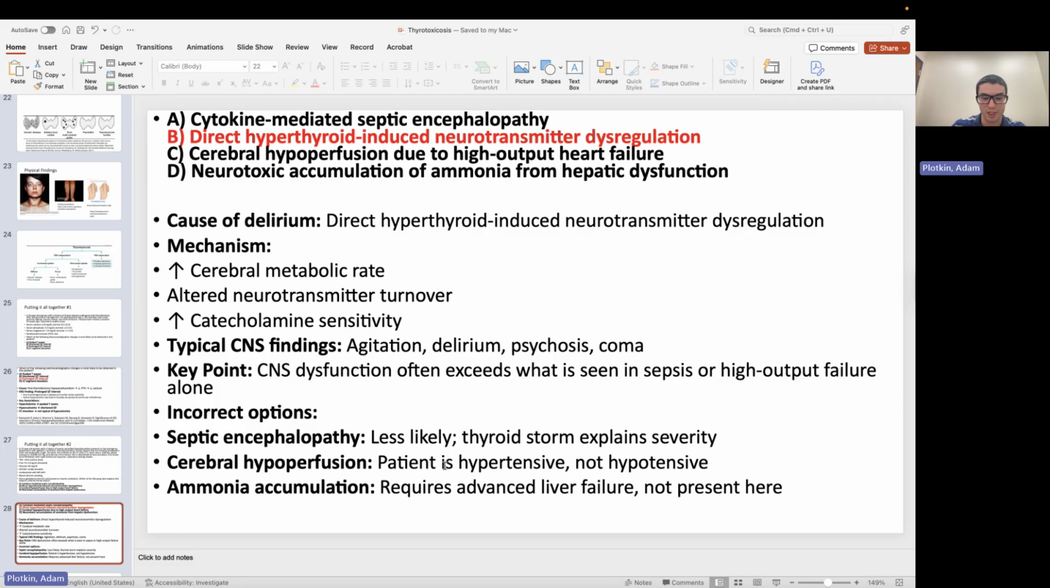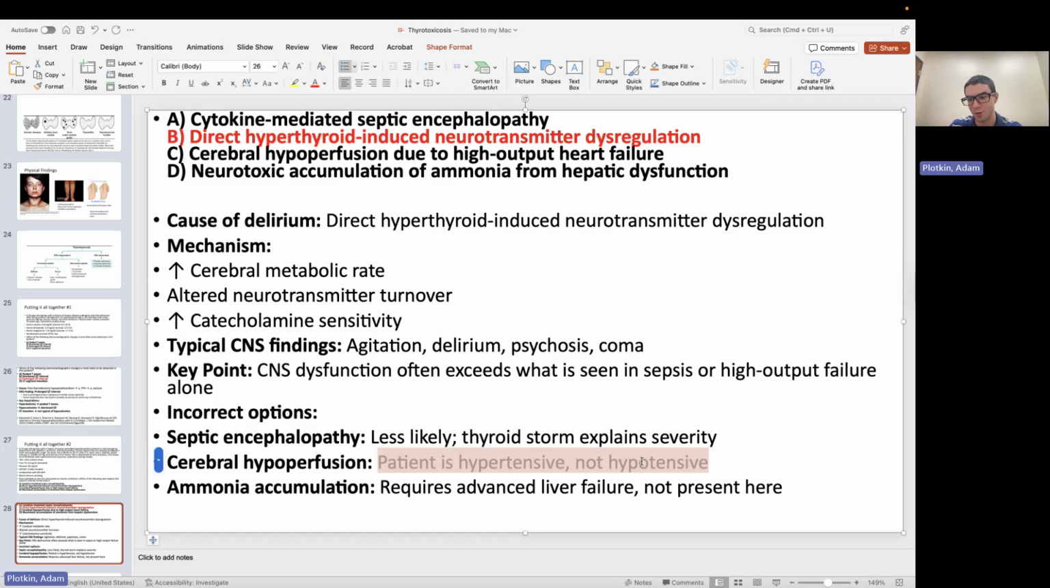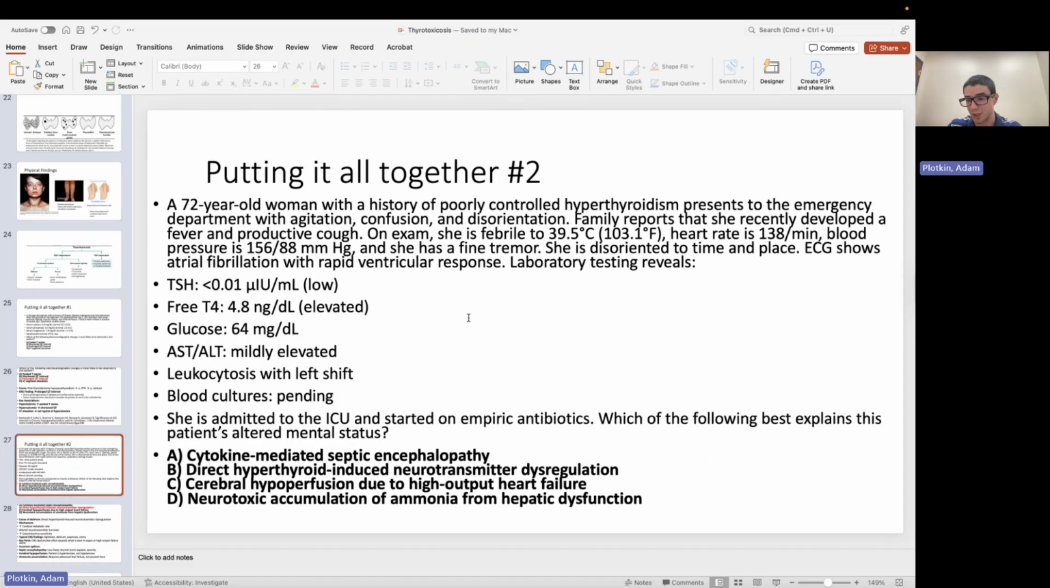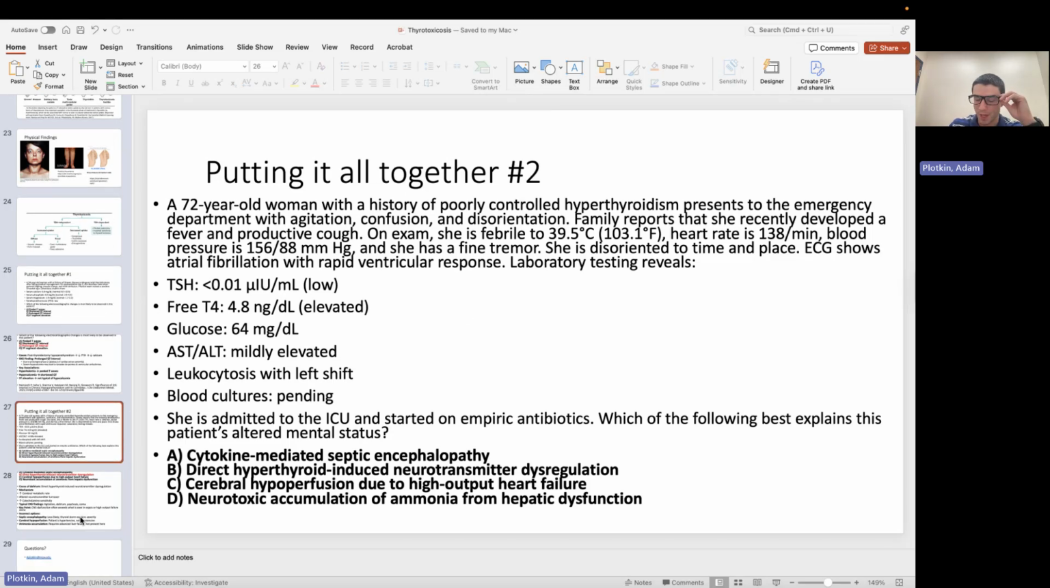Cerebral hypoperfusion, again, the patient is hypertensive, not hypotensive, so that doesn't make sense here. And ammonia accumulation requires advanced liver failure. Her AST and ALT were only mildly elevated. So again, the whole point of this question was to show you that thyrotoxicosis can cause delirium. It's a very well-known cause, and it's something that should be on your differential, on your radar. Any patient with delirium, you could consider getting a TSH, because both hypo and hyperthyroidism can cause delirium.